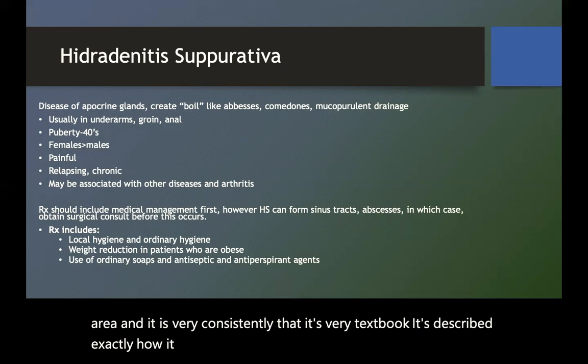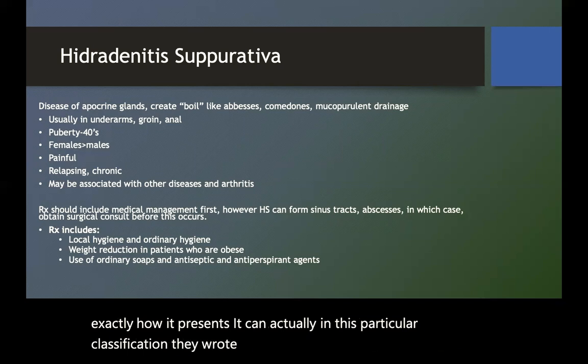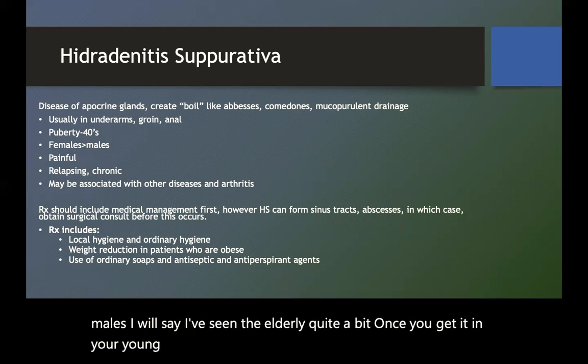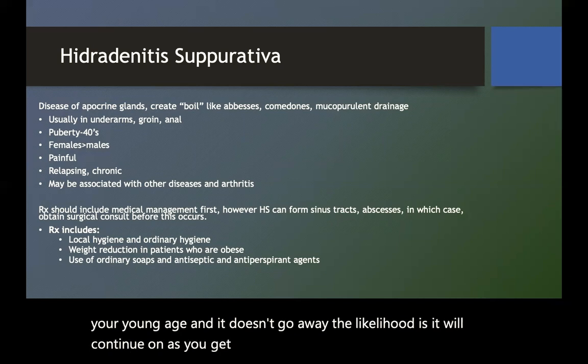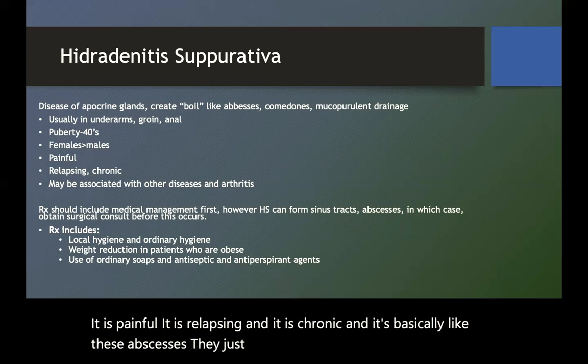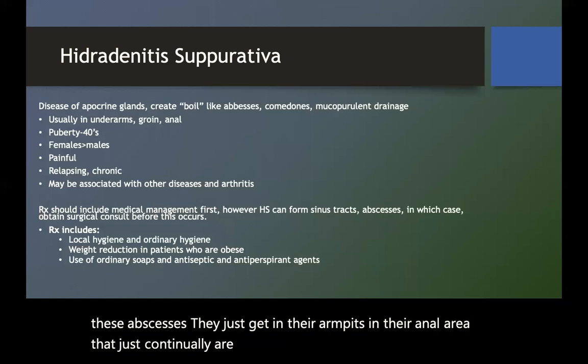In this particular classification, they wrote puberty to 40s and females more than males. I will say I've seen the elderly quite a bit. Once you get it in your young age and it doesn't go away, the likelihood is it will continue on as you get older. It is painful, it is relapsing, and it is chronic. It's basically abscesses that they just get in their armpits and anal area that are continually like boils that are present and drain.